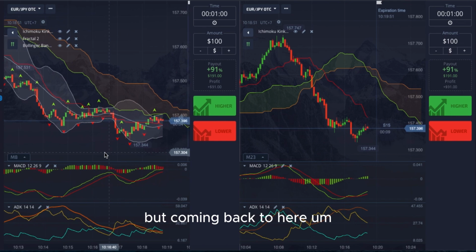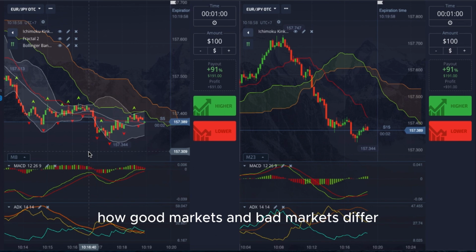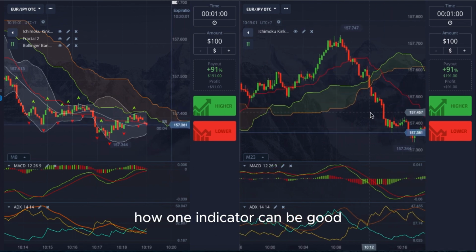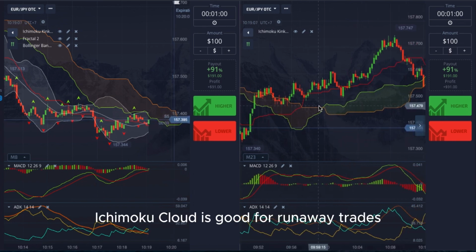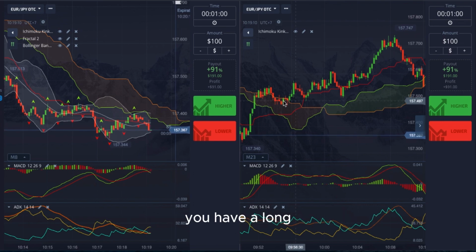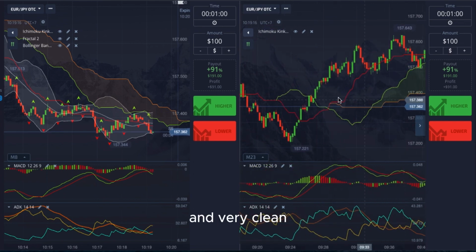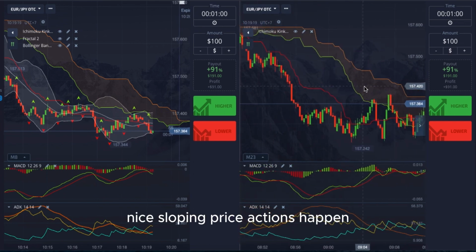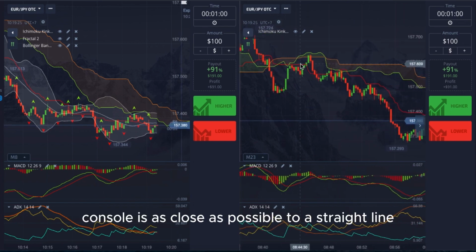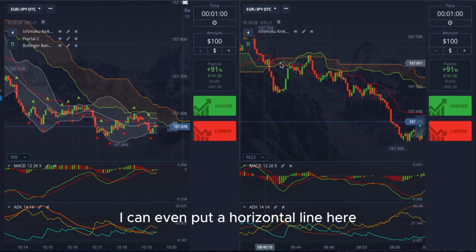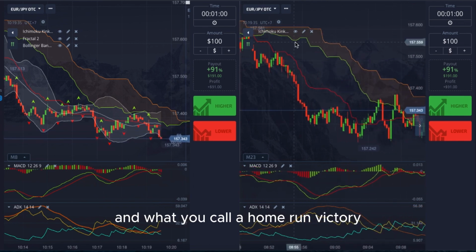But coming back to here, I want to basically point out to you how good markets and bad markets differ, and at the same time how one indicator can be good for a certain kind of setup versus another. So as we all know, the Ichimoku cloud is good for runaway trades. What's a runaway? You have a long upslope or a long downslope and very clean. And when do these nice sloping price actions happen? Typically after the price has consolidated as close as possible to a straight line. So as you can see, I can even put a horizontal line here, and when it went up, ooh, went all the way down, and what you call a home run victory.